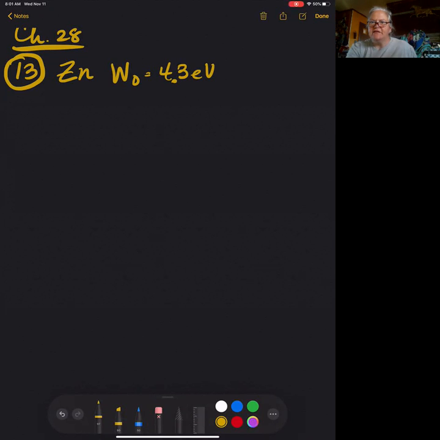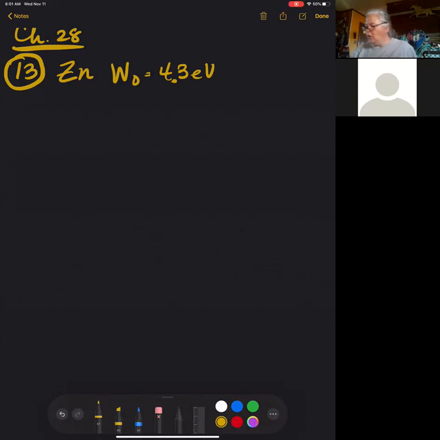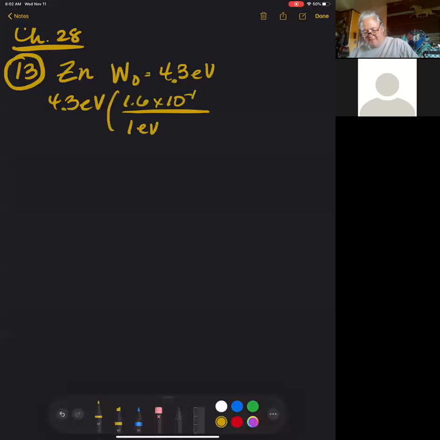The first thing we need to do is convert the work function to joules. We need to take 4.3 eV because we can't do anything with eVs. And we have to remember that one eV, from back in unit 2, is 1.6 times 10 to the minus 19 joules. So that's the first thing we need to do, convert that.